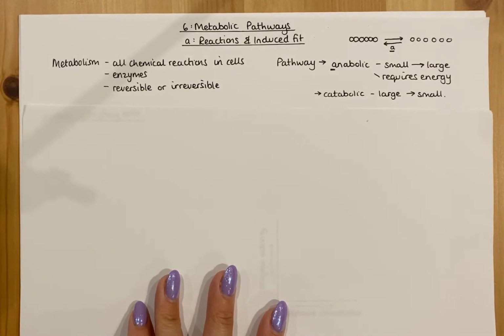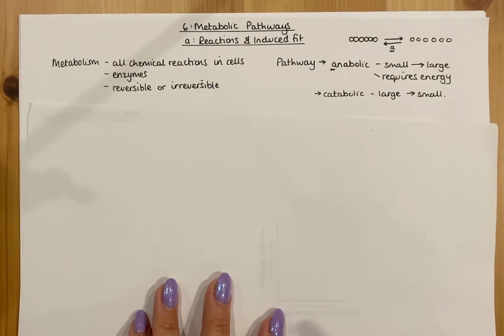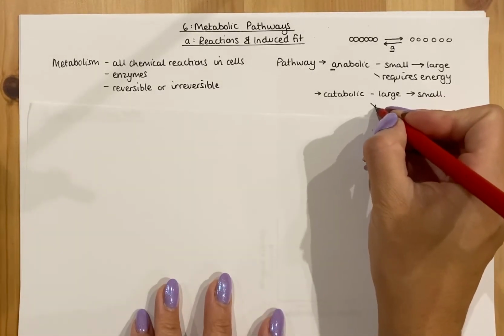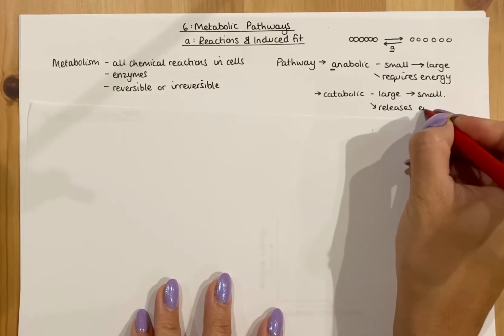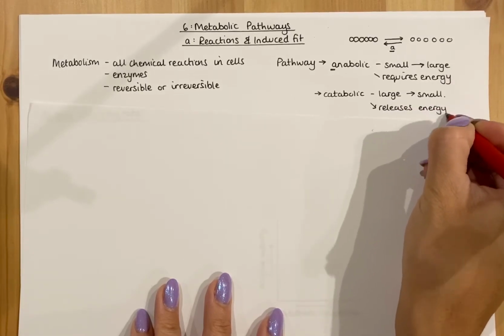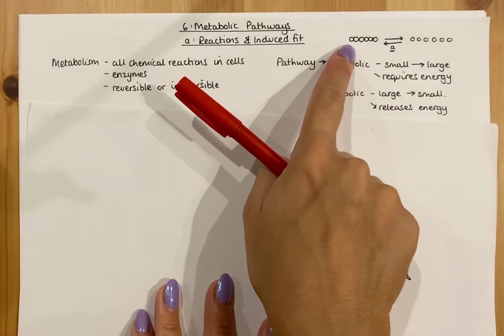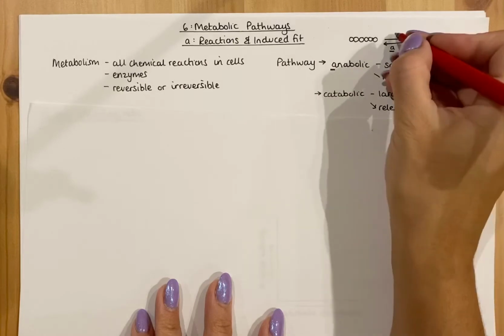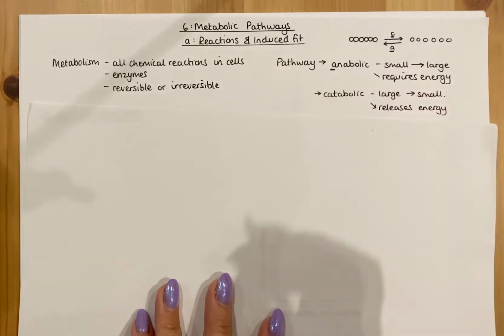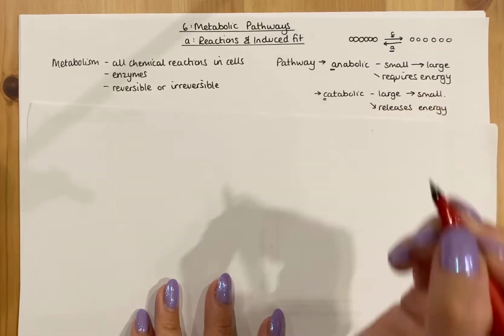So in a similar way to respiration, where we break down a larger molecule and we release energy from it, it's the same with catabolic reactions. So we break down large molecules into smaller molecules. So that then releases energy. So in this diagram above, catabolic would be where you break down large molecules into smaller ones. So this one on the top is your catabolic pathway.